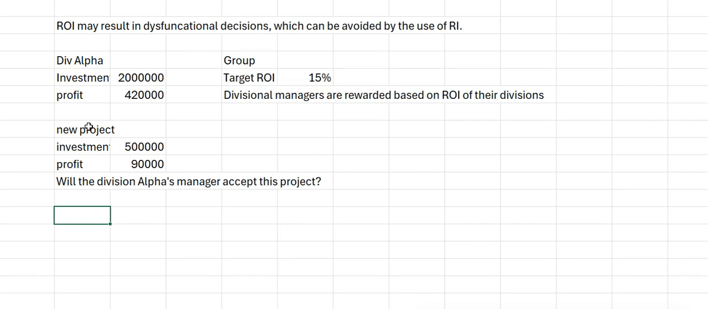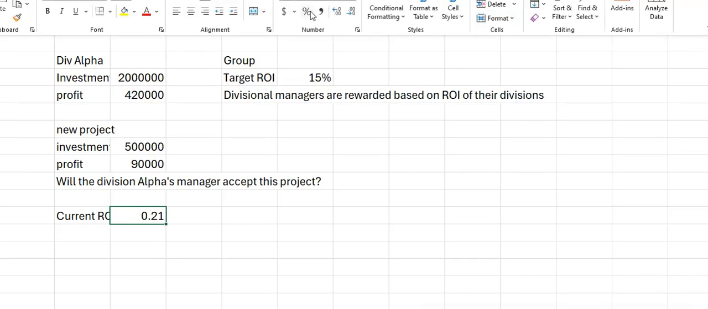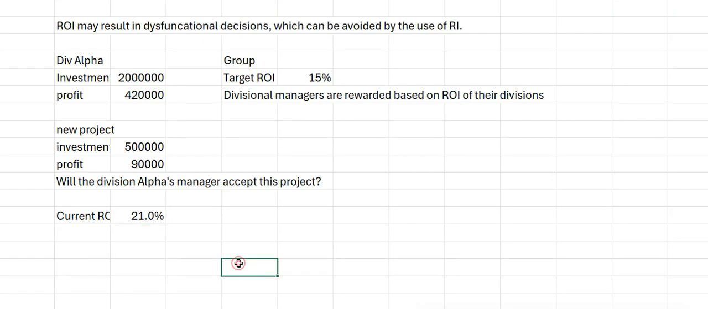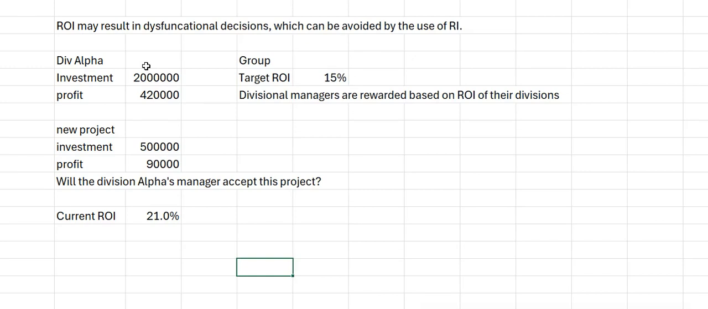Let's analyze. So how do we analyze? Now let's think like the manager. Division Alpha has a current ROI, return on investment, of how much? Profit of 420,000 divided by investment of 2 million. That gives 21 percent ROI. So currently the manager maintains an ROI of 21% for this division. Good. What will happen if he accepts the project?